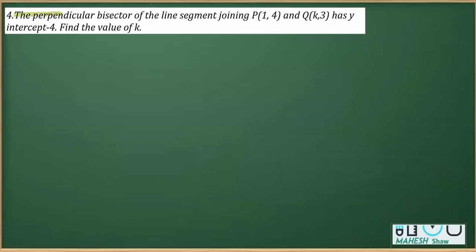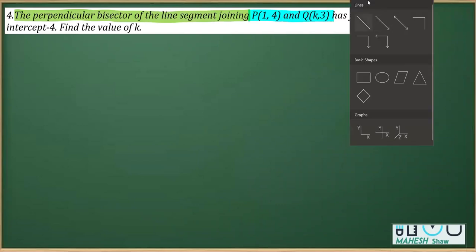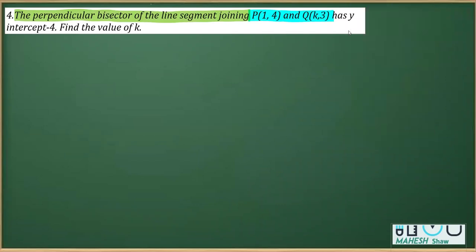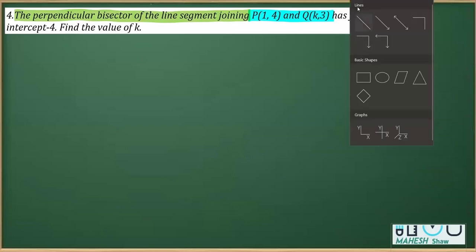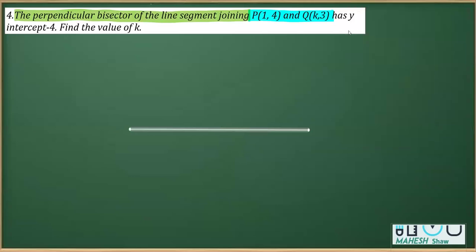The question says that the perpendicular bisector of a line segment joining the points P and Q. That means we are given a line segment. Let's say I take the line segment as PQ, so this is any line whose coordinates P is given as (1, 4), and Q being given as (k, 3).